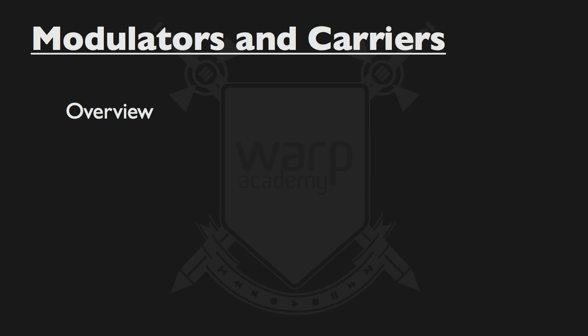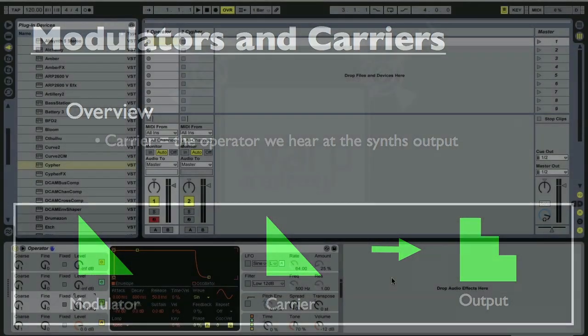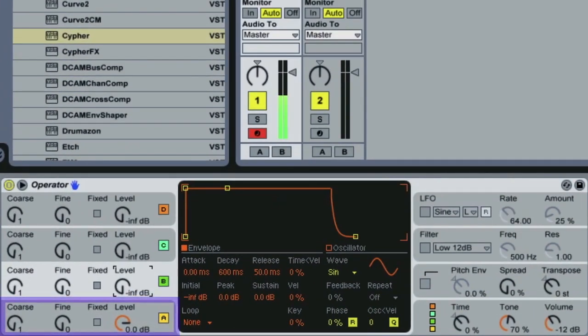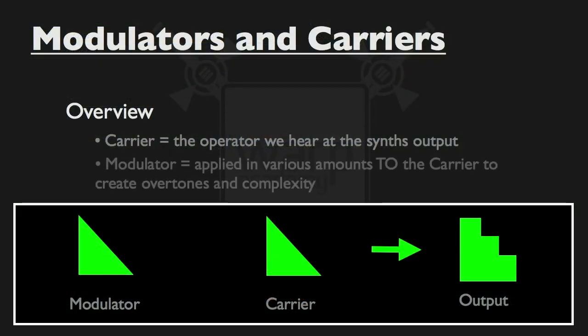The relationship between two oscillators, in its simplest, is referred to as a modulator and carrier relationship. The carrier is the oscillator which we hear, whose output is going to the synthesizer's output section. So here's a raw sine wave in Operator. The modulator is applied in various amounts to the carrier to create a more complex waveform. The modulator is adding what are called harmonic overtones or sidebands, and this is why the sound changes.